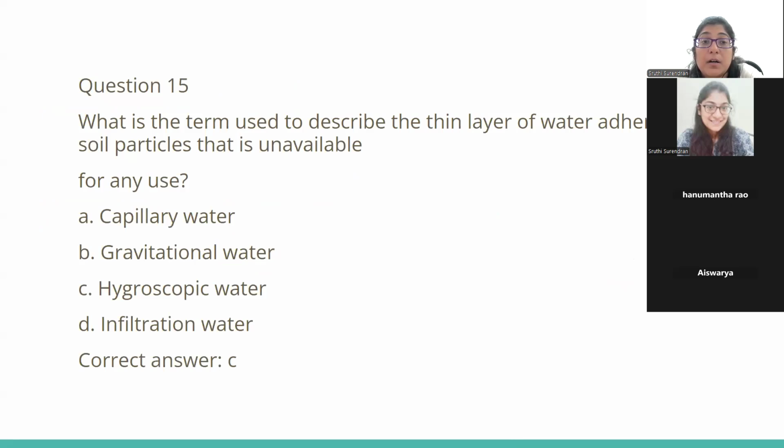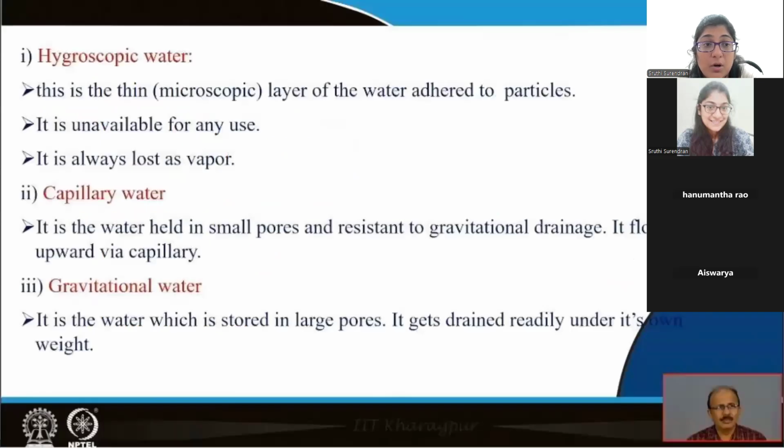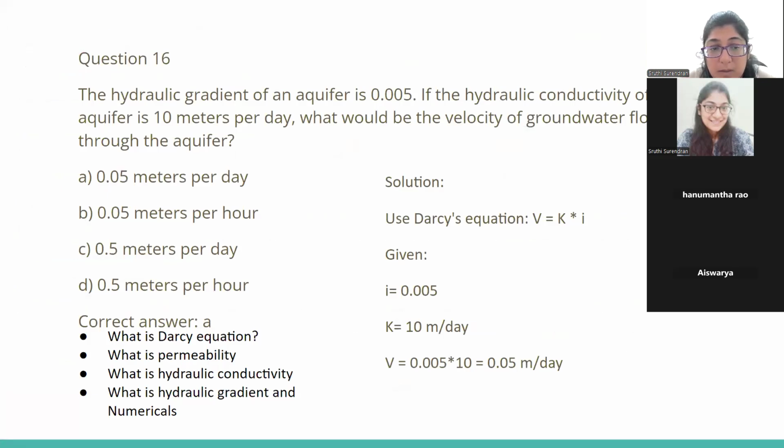Then different types of water available. There's capillary water, gravitational water, hygroscopic water. What is hygroscopic water? Water that cannot be extracted because it is held on to the particles by the molecular attraction of these particles. So this water will not flow off by gravity, nor can it be taken up by plants, nor will it be evaporated. Capillary water is the water that is rising from the water table as a result of the action of capillarity. Gravitational water is that which is flowing down as a result of gravity. So what are these three types of water is one question.